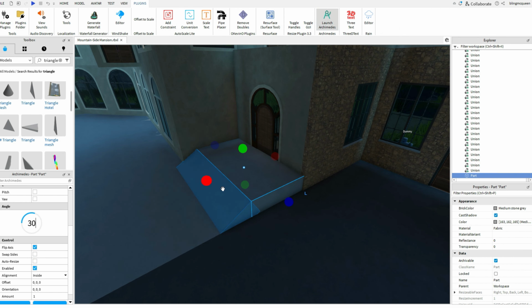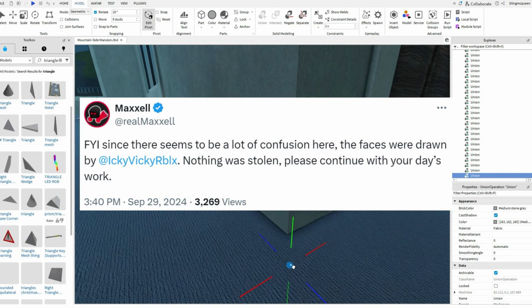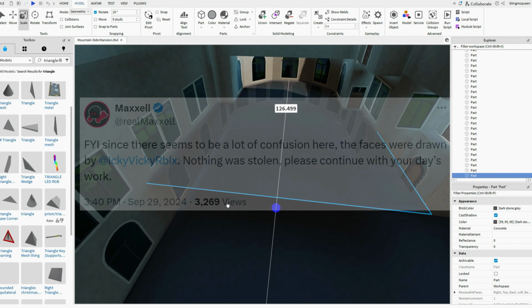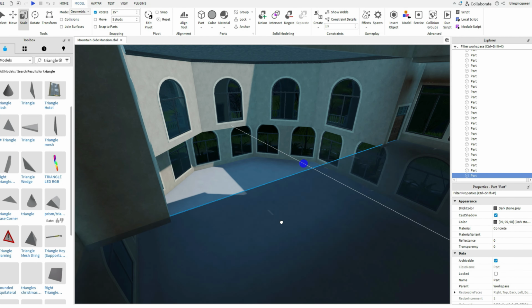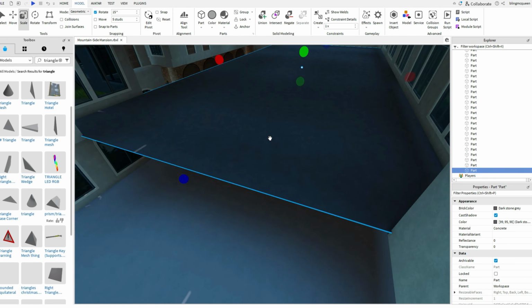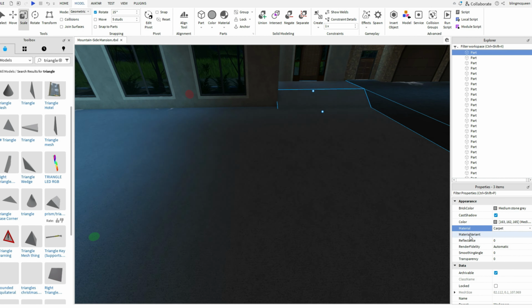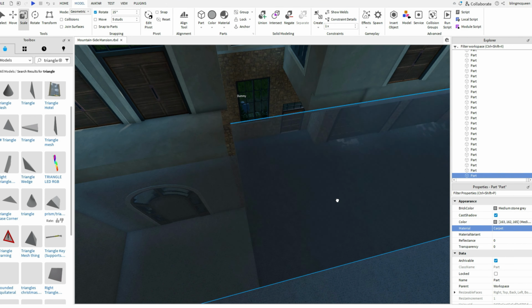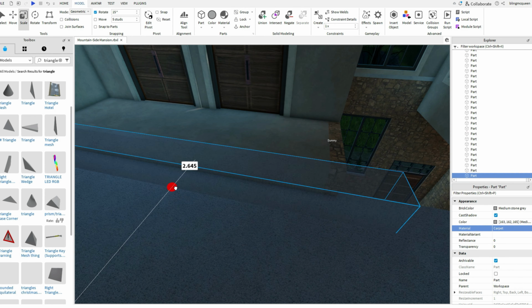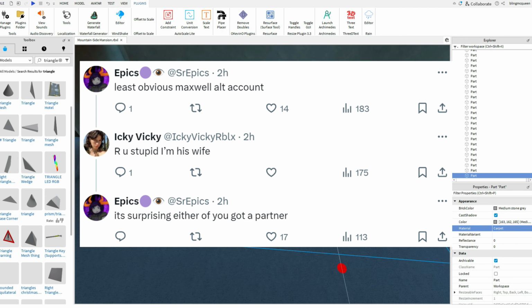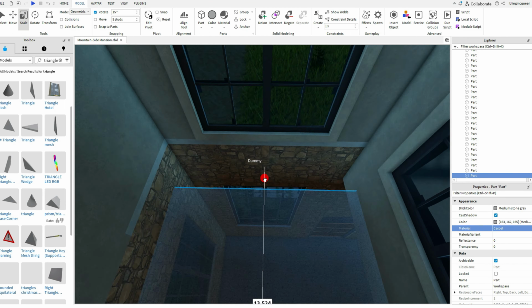Maxell would also claim that someone named IckyVicky Roblox drew the faces, so he did not steal them. Okay, even if the faces weren't stolen, they're literally directly copied. It's like IckyVicky Roblox had Chris's face open on another tab, copied the entire thing, then claimed it as her own. Okay, so after doing some research, this Icky Vicky person is actually Maxell's wife, and she's trying so hard to defend this guy.